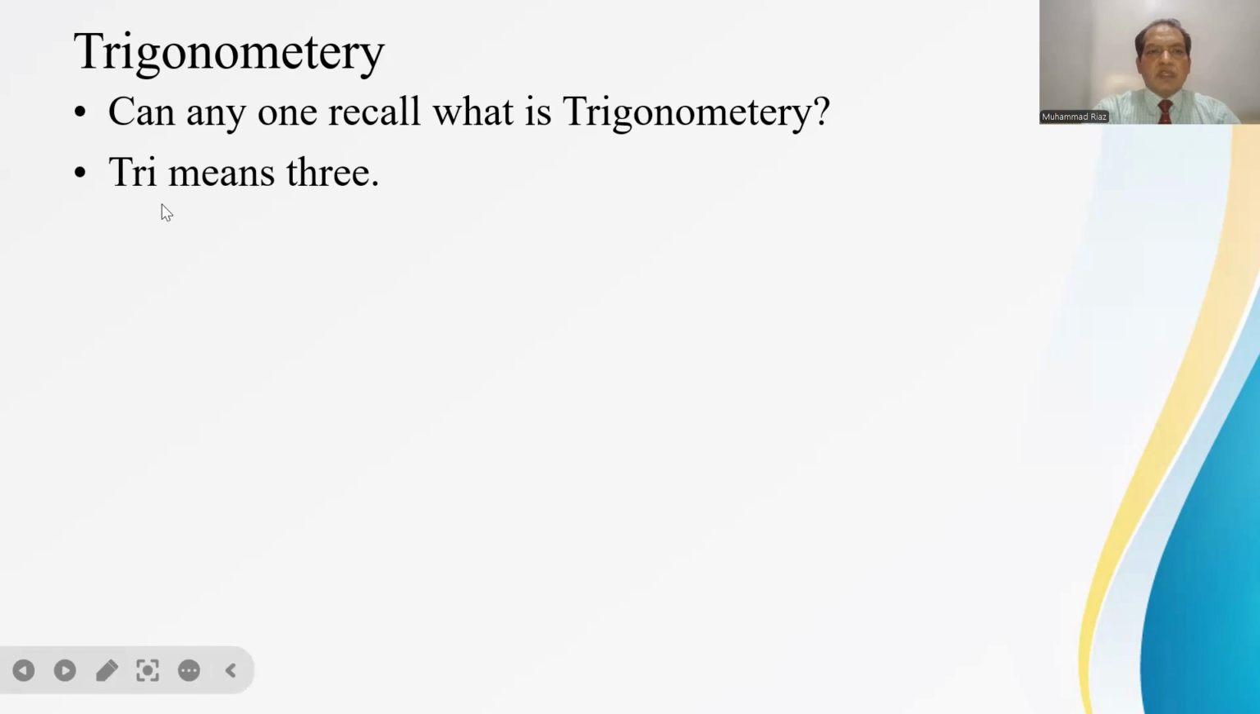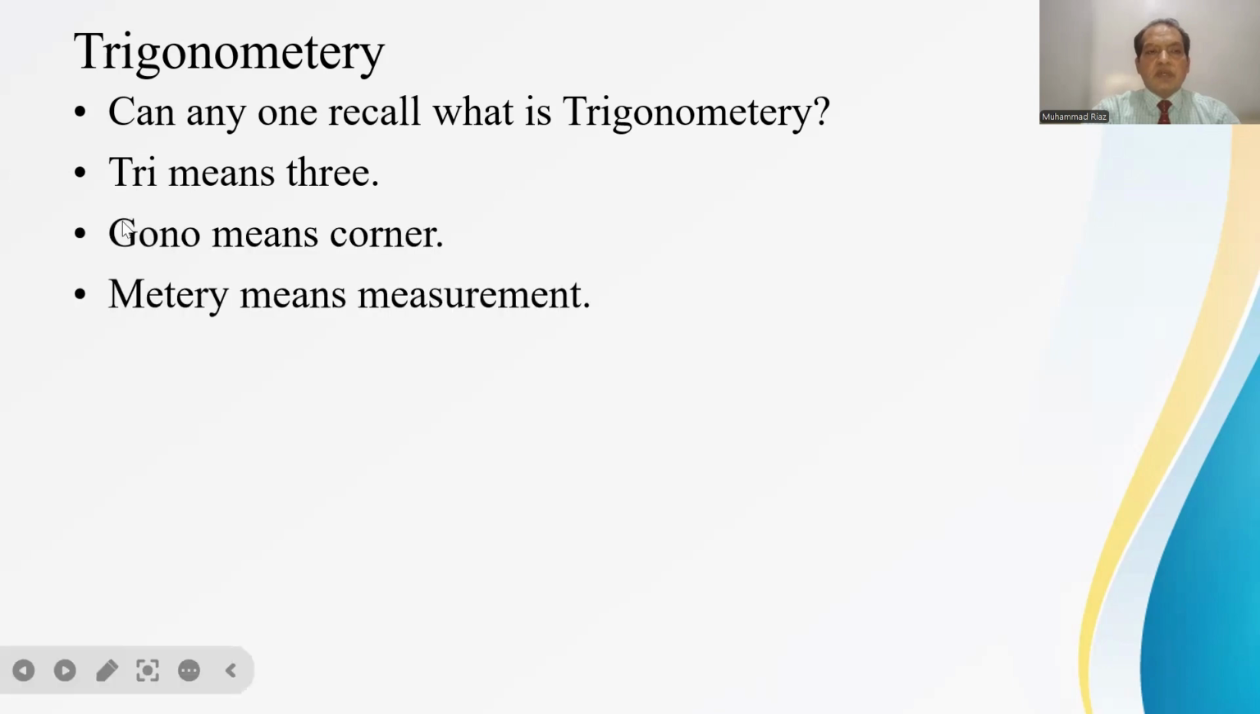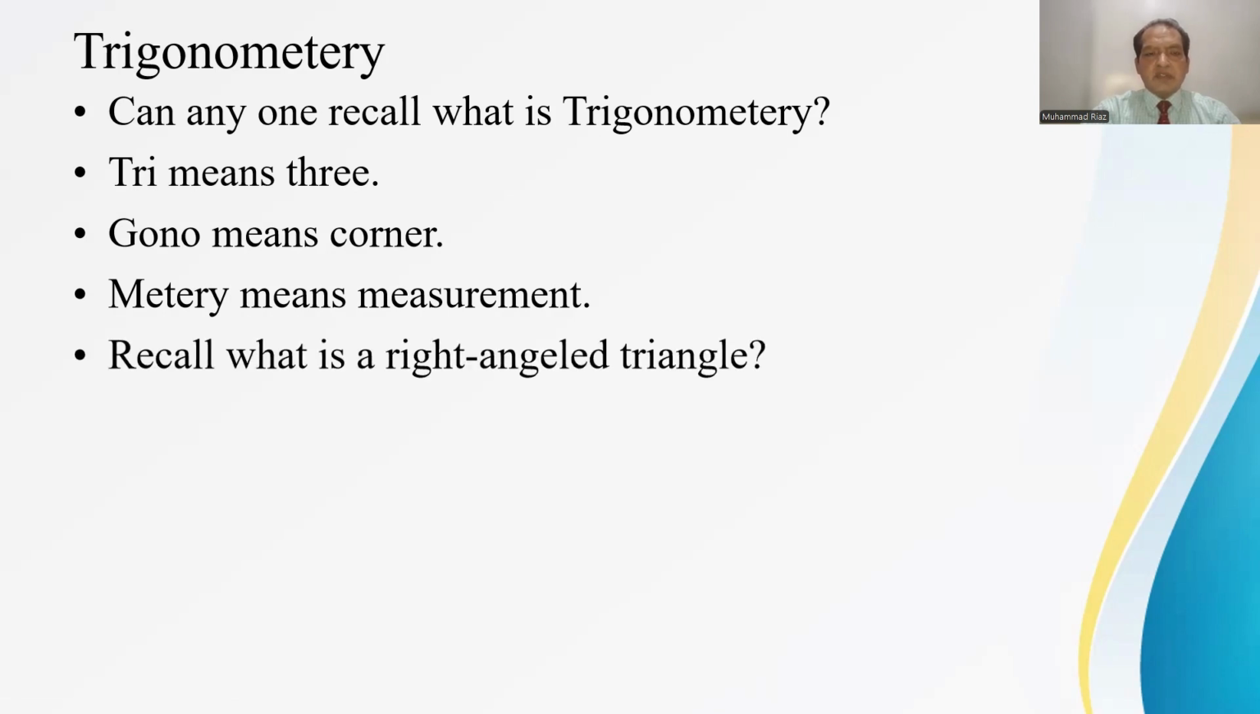Trigonometry: the first part, tri, means three. Gono means corner and metry means measurement. So the branch of mathematics trigonometry is defined as the measurement of three-cornered shapes, especially a right angle triangle.